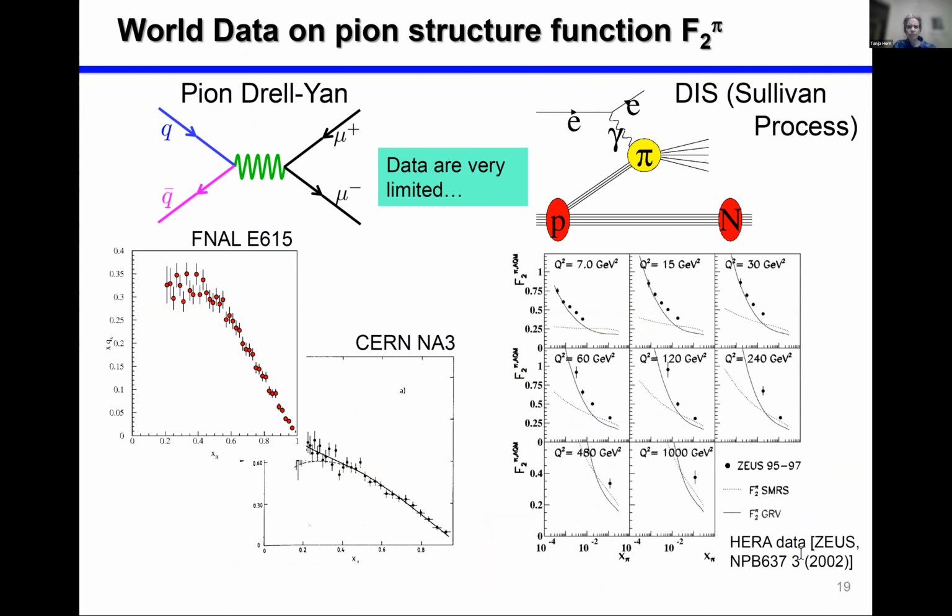So if we look at the current status, at the currently available data, they're essentially data from pion Drell-Yan at JLab, Fermilab and CERN, shown here. And then from DIS, from the Sullivan process, the one I'm looking at here, from HERA, so basically H1 and ZEUS, and you see them summarized here. The main conclusion I'd like you to get from this slide, in particular if you're familiar with the data on the proton, is that there's essentially not much data for pions at all. And if you go to kaons, basically it's consistent with nothing.